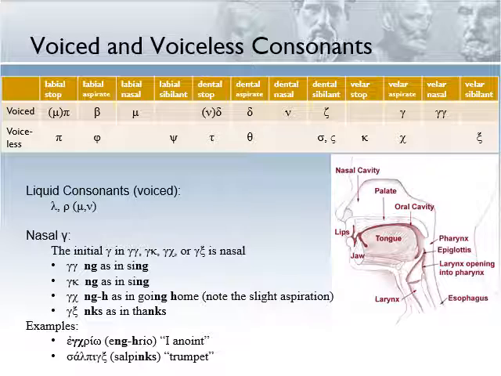Since the xi is velar, the gamma is going to be pronounced like an NG, and then the xi is going to be x. So this put together sounds like salpinx. So this is your nasal gamma, where the gamma preceding a velar consonant takes on the sound of ng.